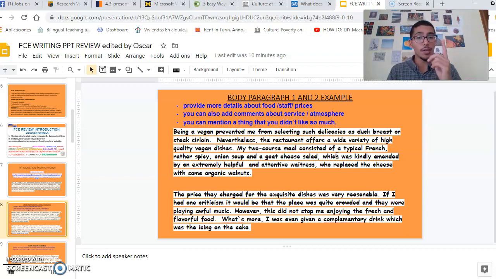If I had one criticism, it would be that the place was quite crowded and they were playing awful music. However, it did not stop me from enjoying the fresh and flavorful food. What's more, I was even given a complimentary drink, which was the icing on the cake.